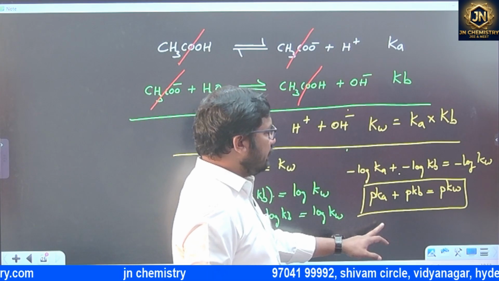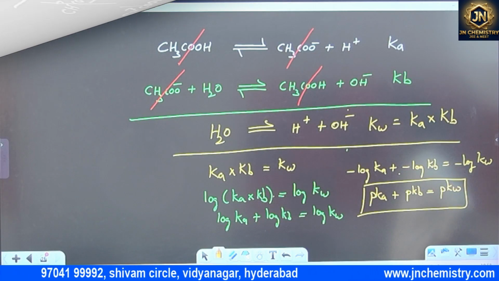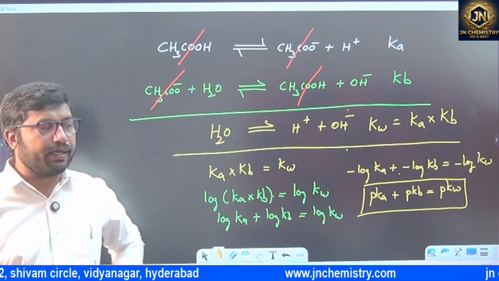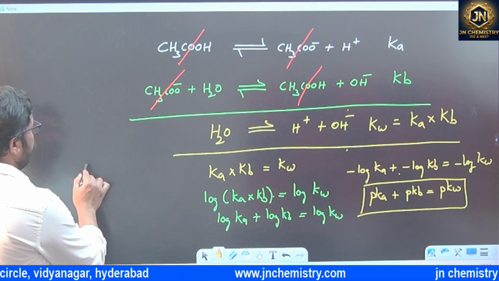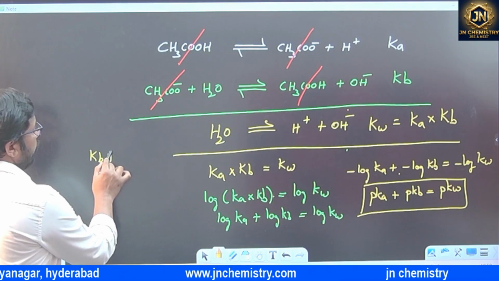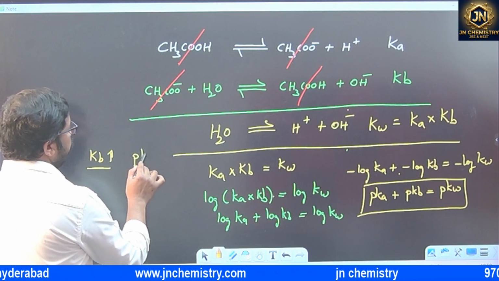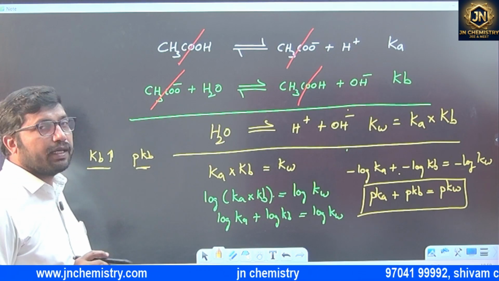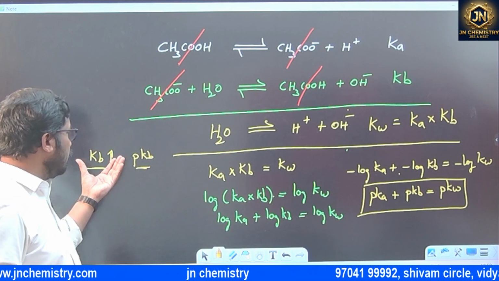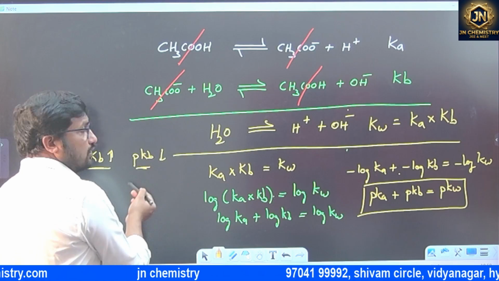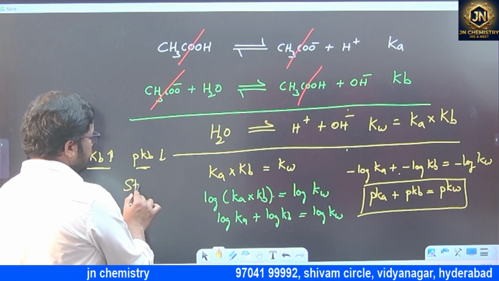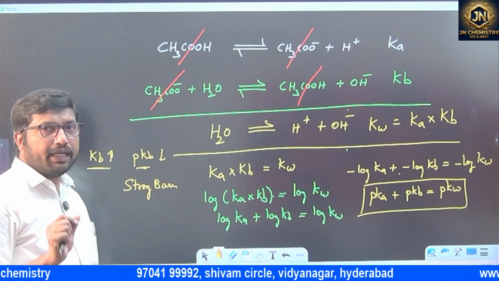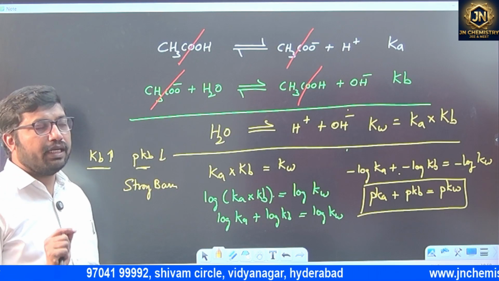So this value and this value are very important. Same, Ka value is high means pKa value is low. Same with Kb also. If the Kb value is more, pKb value is less. If Kb is more means pKb is less, which means that is a strong base. They are asking lots of questions based on Ka, Kb, pKa and pKb.